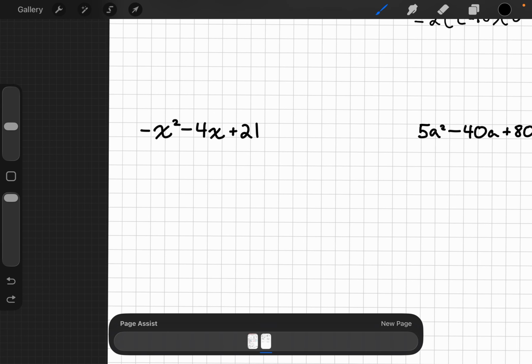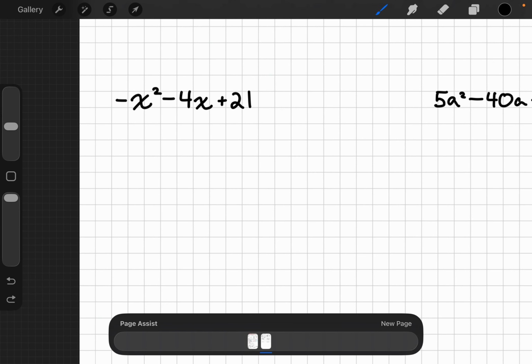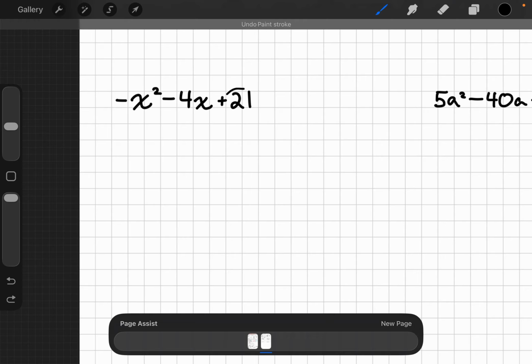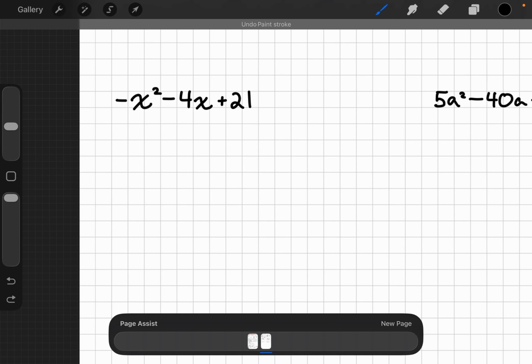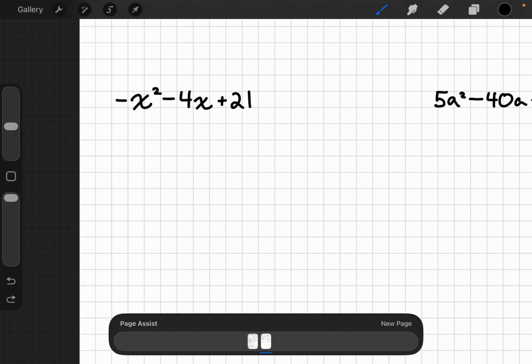So here, we cannot just start factoring and check for numbers that add to negative 4 and multiply to 21. We must first factor out this, right? If it's any number but a 1 in front of the variable with the degree of 2, we have to factor it first. We have to get rid of that. So we can factor a negative 1 here, right? So negative 1 times x squared plus 4x minus 21. We're just changing the signs in this. Now we can factor this.